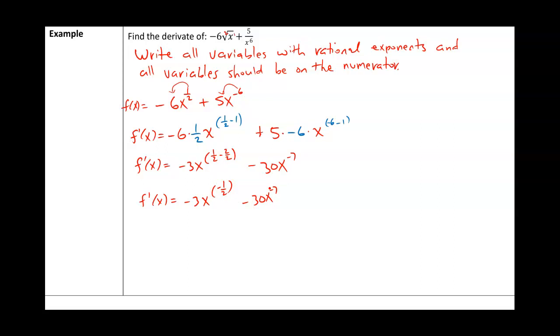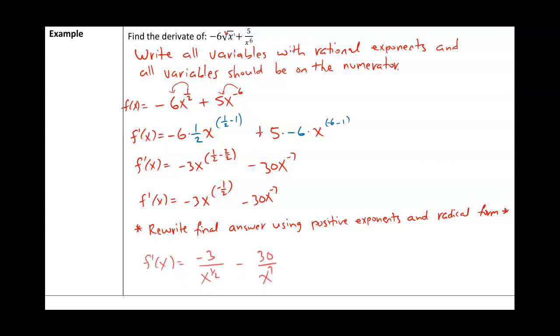Now remember, we cannot have any negative exponents in our answer. So the x to the -1/2 has to move to the denominator. Write the final answer using positive exponents and radical form only. So the x to the -1/2 moves to the denominator, becomes x to the +1/2. The -3 stays on the numerator. The x to the -7th moves to the denominator, becomes positive.